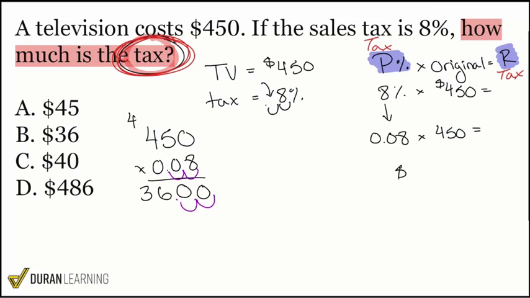Our answer here will be $36. And again, because we set up our formula properly, we had this done the right way. So the tax on this television is $36. There we are. That is answer choice B.